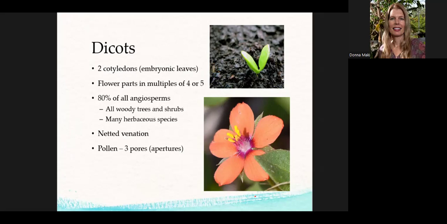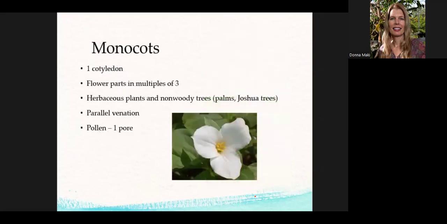So woody trees and shrubs, lots of herbaceous species fit into the dicot. Netted venation, three apertures or openings. Trying to use one of those plant identifier apps could narrow it down to a dicot. Yeah, with a little bit of training. I know, but you have to realize so many people know nothing about plants, so hopefully those apps will get a little bit more sophisticated.